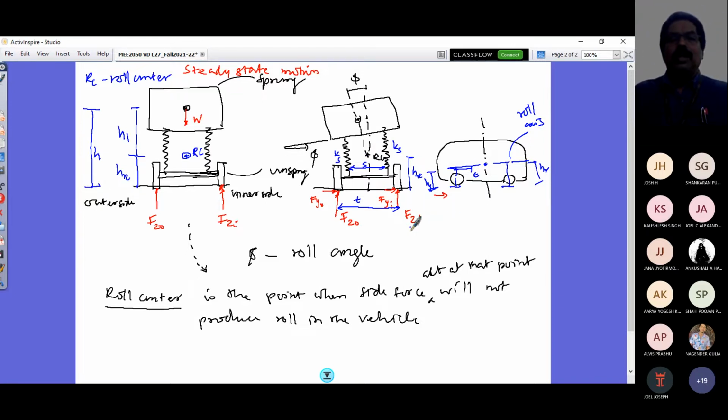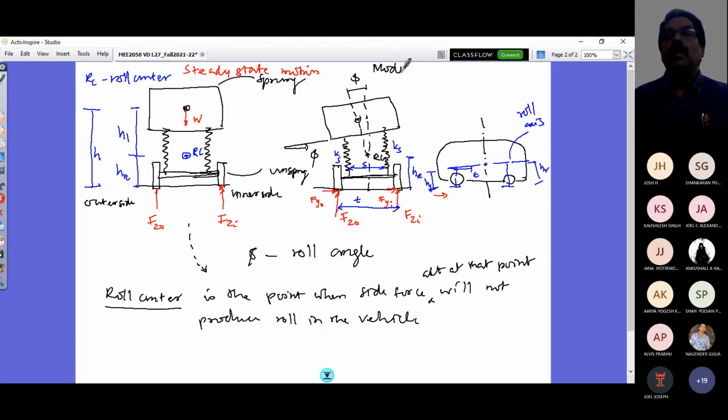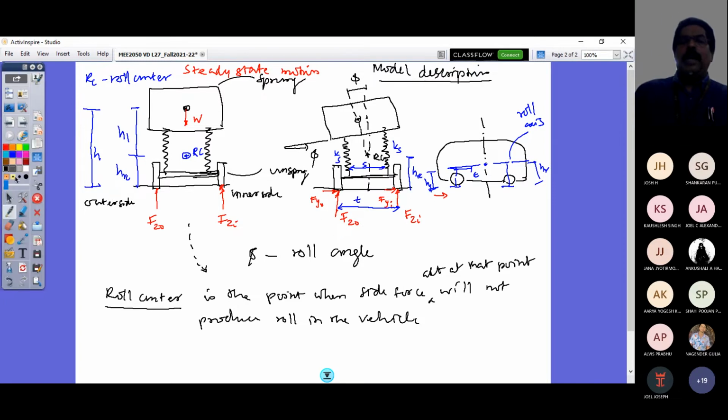Okay, so this is what is called the model description. Still, the forces are missing here. You would ask, what are the forces?